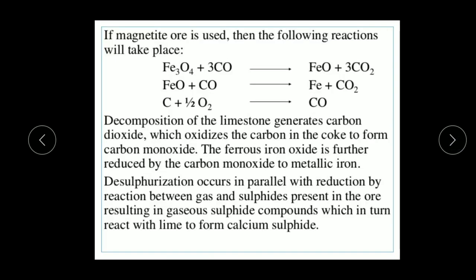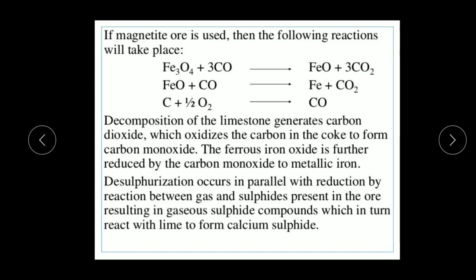If magnetite ore is used, then the following reactions will take place, as you can see on the slide, dear students. The decomposition of the limestone generates carbon dioxide, which oxidizes the carbon in the coke to form carbon monoxide. The ferrous iron oxide is further reduced by the carbon monoxide to metallic iron.